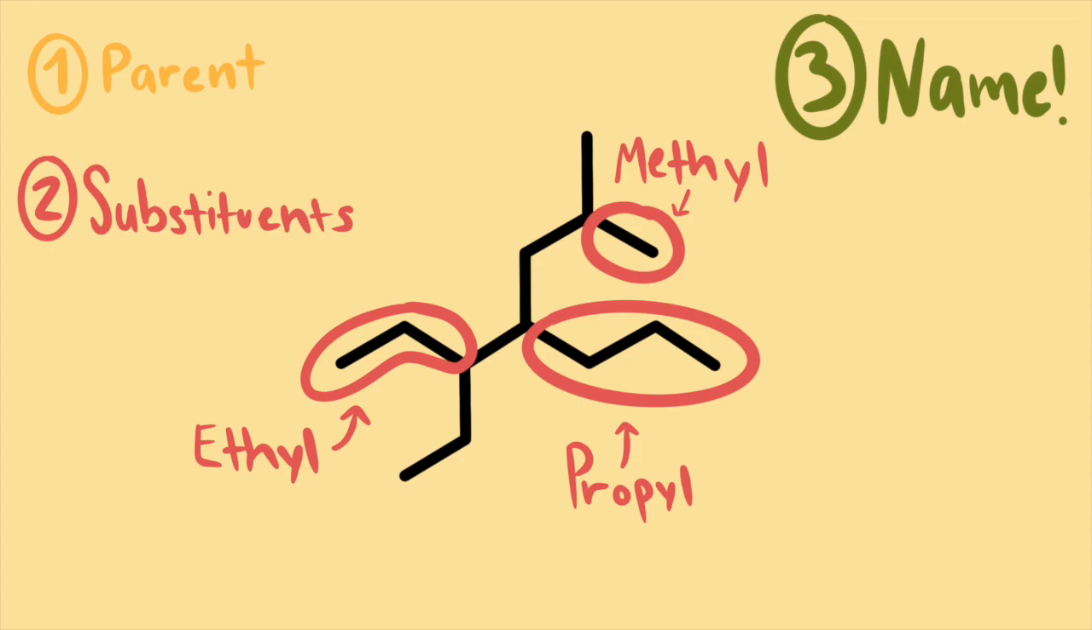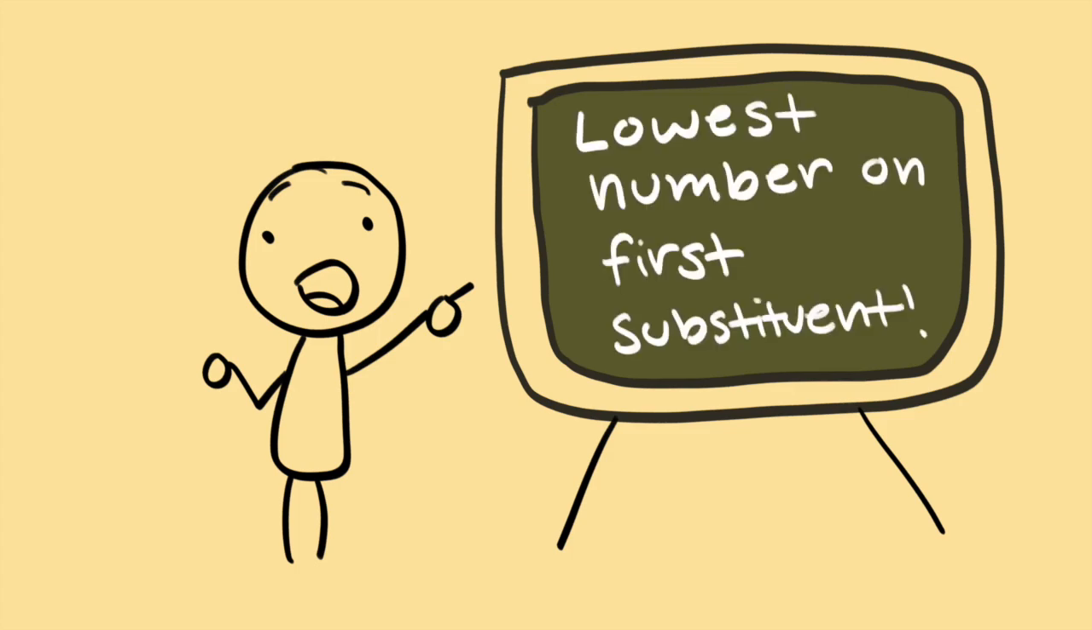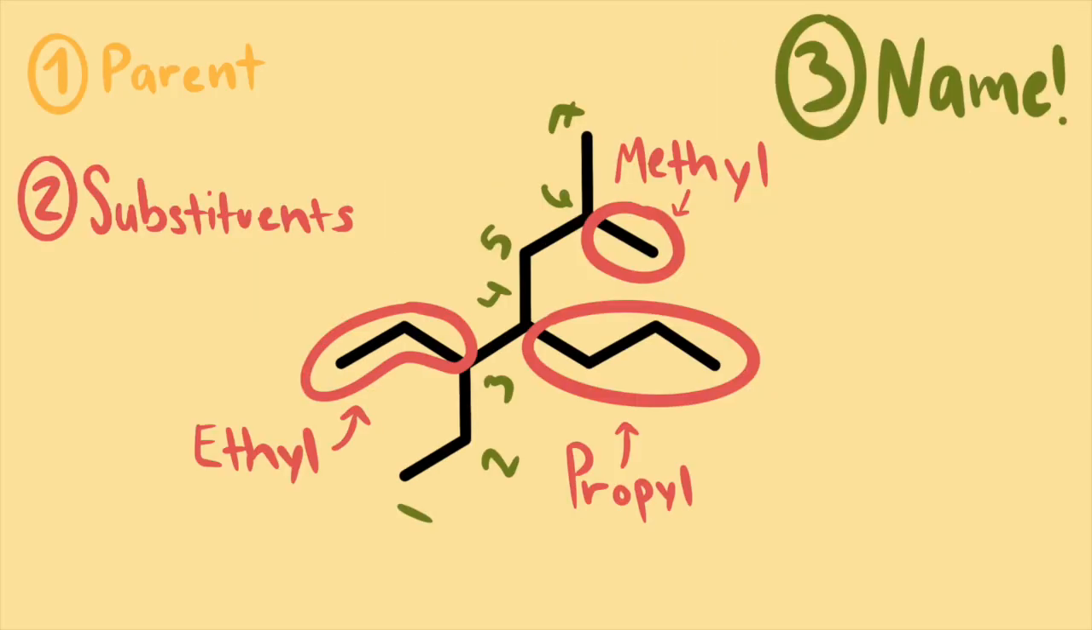The first thing you want to do is figure out how you want to number the parent chain. When you're doing this, you want to put the lowest possible number on the first substituent. In this case, the first substituent would occur on the 3rd carbon, which is fine, I guess, but let's see if we have any other options. If we numbered it like this, our first substituent would occur on the 2nd carbon, and because 2 is smaller than 3, this is the ideal way to number it.